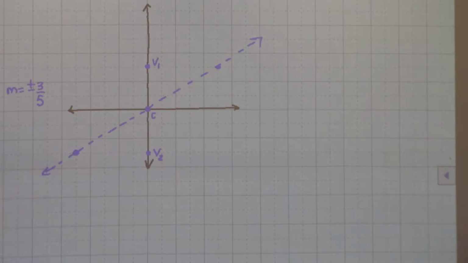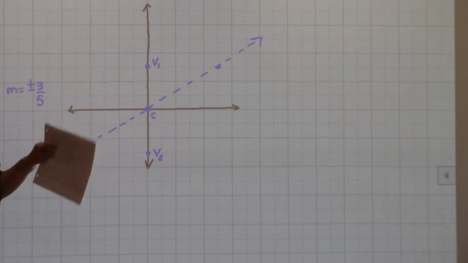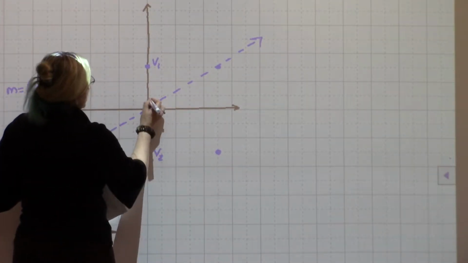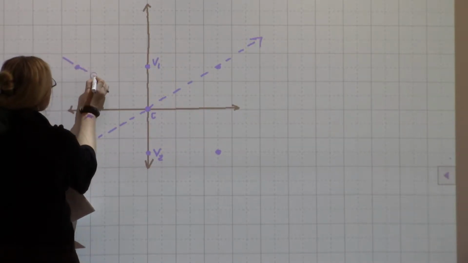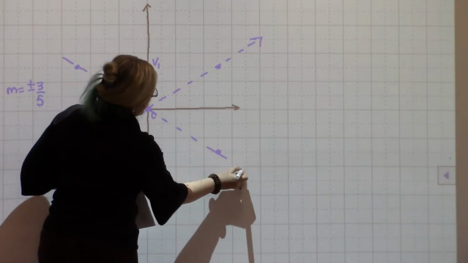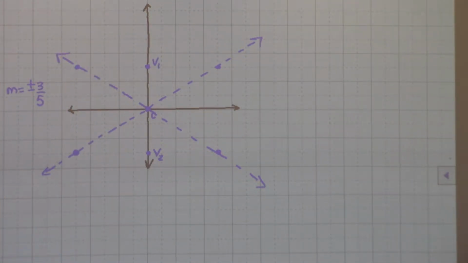And now we need the other one. So if this one has a positive slope, the other one must have a negative slope. So down 3 and over 5. And up 3 and back 5. So here we go with this guy. There are my asymptotes. We can now draw in the actual hyperbola, can't we?